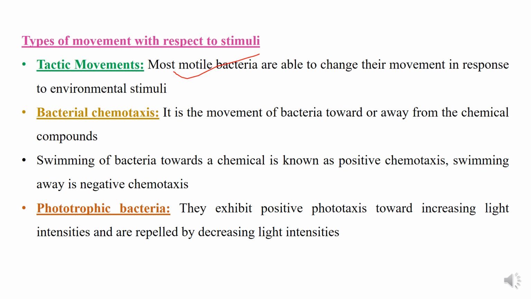In chemotactic movement, if the bacteria move towards a chemical, that is known as positive chemotaxis. If the bacteria swim away from that chemical substance, it is known as negative chemotaxis. And in the case of phototactic bacteria, if the bacteria move towards increasing light intensities, we call it positive phototaxis. And if the bacteria are repelled by increasing light intensities, that is, they move away from high intensities of light, it is known as negative phototactic movement.